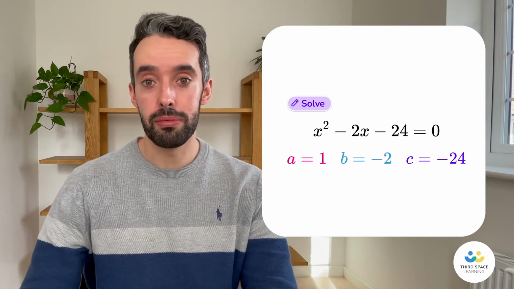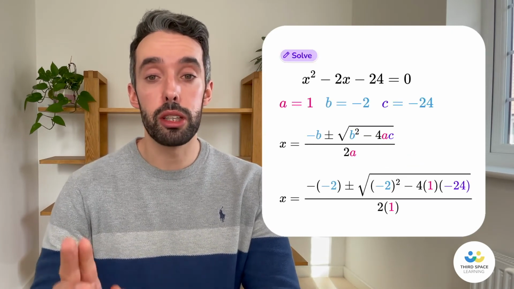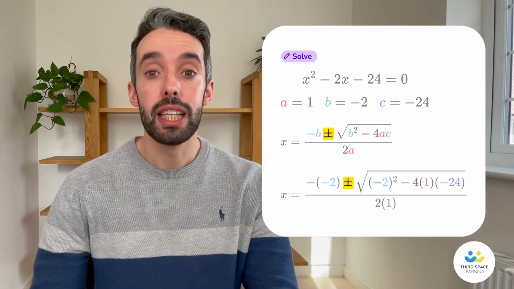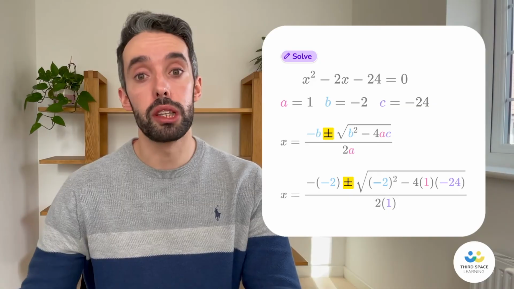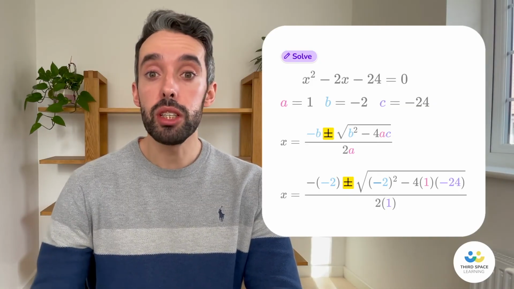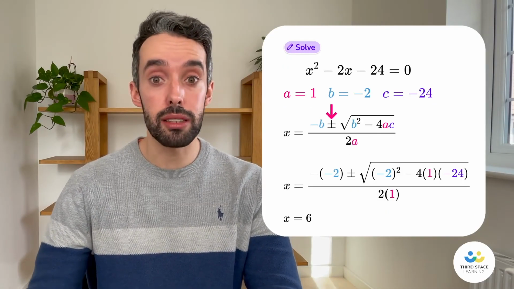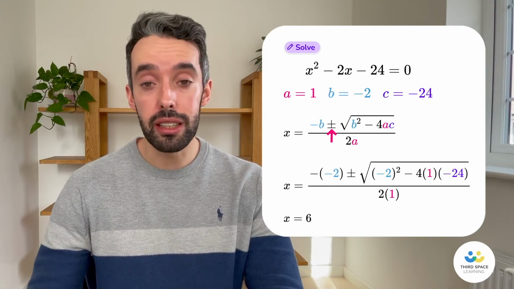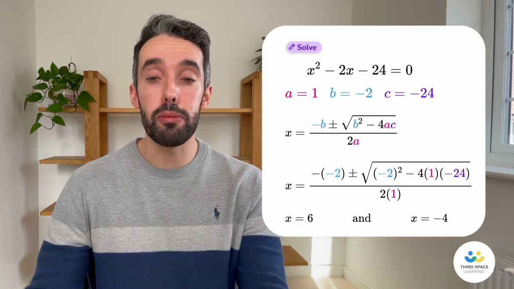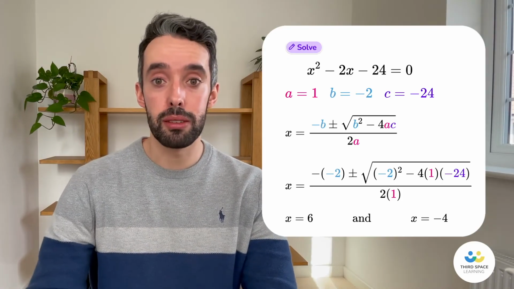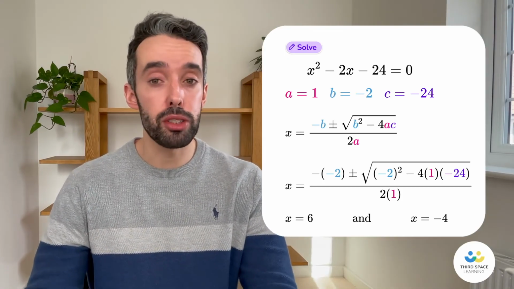quadratic formula. Now you'll notice that there's a plus minus there. That means we have to do the calculation once with the plus and then once with the minus. If we do it with the plus, we get x equals 6. And if we do it with the minus, we get x equals negative 4, which we notice is the same answer as we got when we factorised it. So either method here is absolutely great.